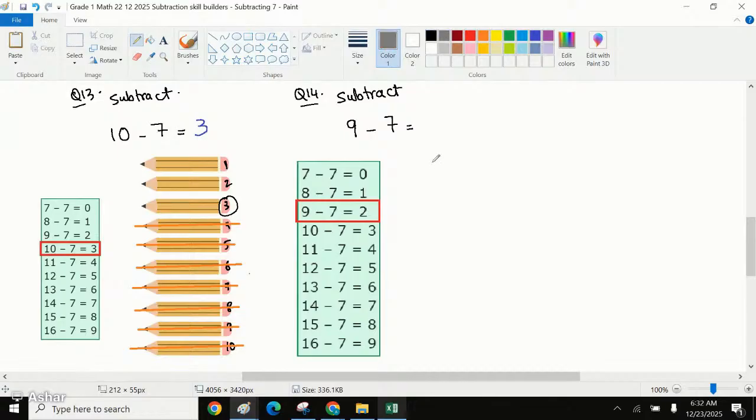The easier way is, let's write the numbers. We write 1, 2, 3, 4, 5, 6, 7, 8, and 9. How many numbers do we need to remove? We need to remove 7 numbers because we are subtracting 7. We remove 1, 2, 3, 4, 5, 6, and 7. So we are left with 2 numbers only. That means 9 minus 7 would always be equal to 2. Thank you.